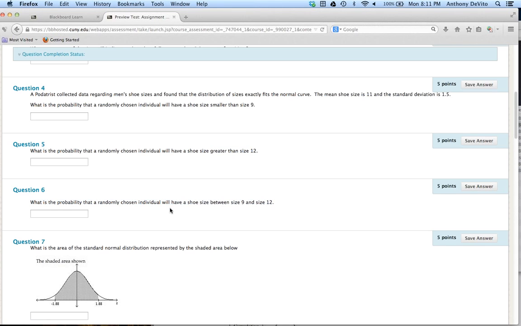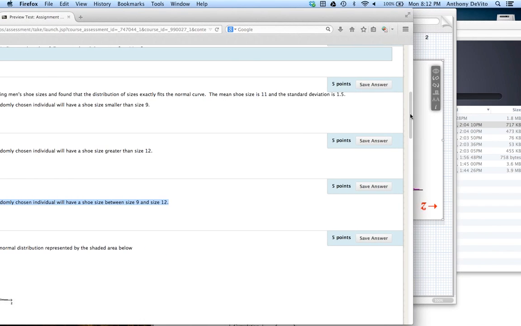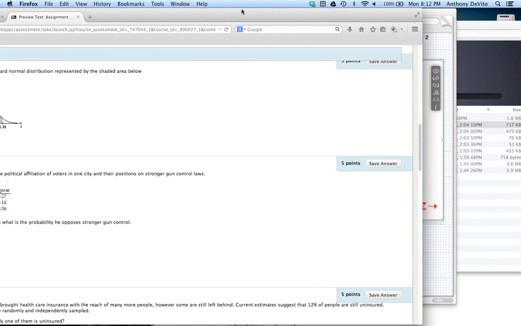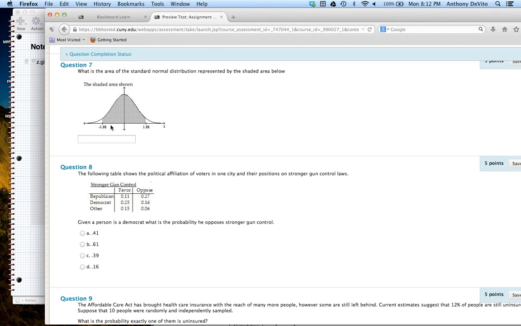What's the probability of a randomly chosen individual with shoe size between 9 and 12? Basically, what you're going to do there is go back and combine the information that you got there. Now, a few people got this one wrong because they didn't read it very carefully, or the type was so small they didn't really get it.